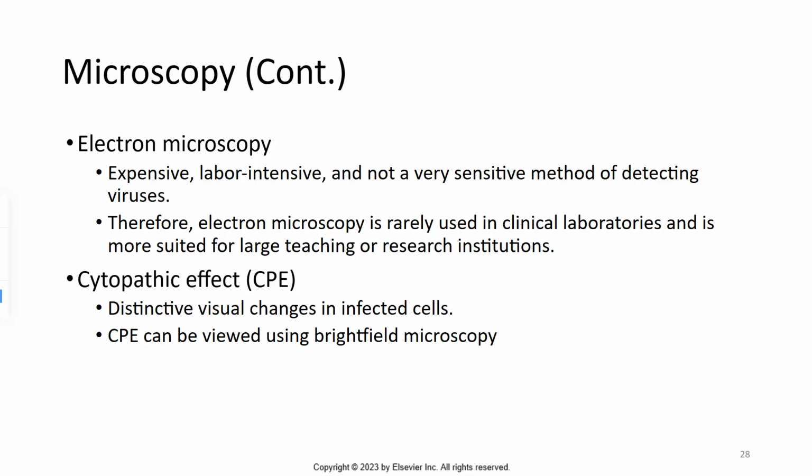Cytopathic effect, though: when viruses get inside of your cells, sometimes they cause the cells to take different shapes. They can cause different types of what they call inclusion bodies to form. So inclusion bodies are just like garbage that accumulates inside of your cells, and that garbage is going to be a bunch of different viral components. Distinctive visual changes in infected cells, CPE, can be viewed using bright field microscopy.